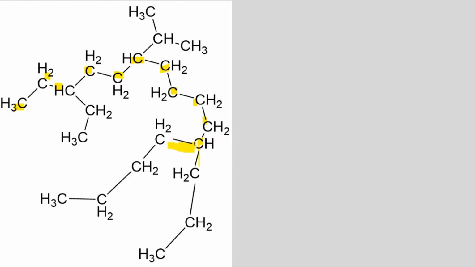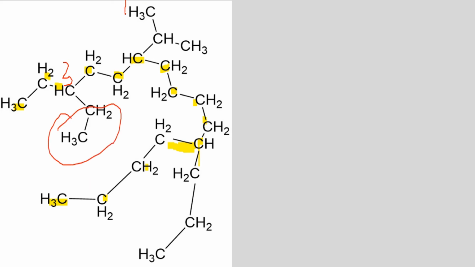Why? Because if I move to this one, I will get the longest chain. So it's 12, 13, 14 and 15. So there are 15 carbons in the longest continuous chain here, right? Then we have to locate the subsequent substituents. So you can see here, at the 2 position, at the 3 position, this is 3, at the 3rd position there is an ethyl group, right?